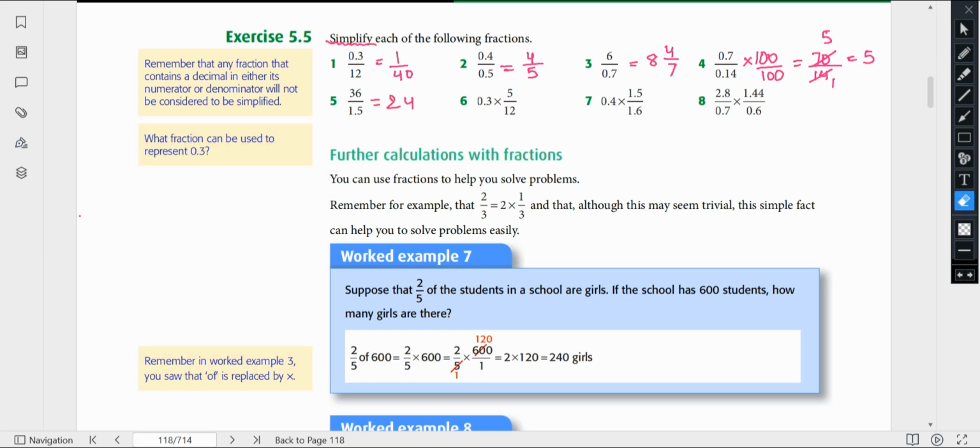For question number 6, we have 0.3 multiplied by 5 over 12. We have to multiply it.